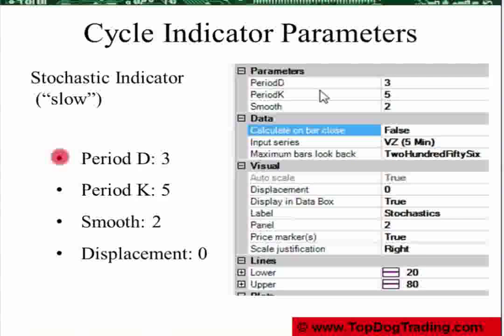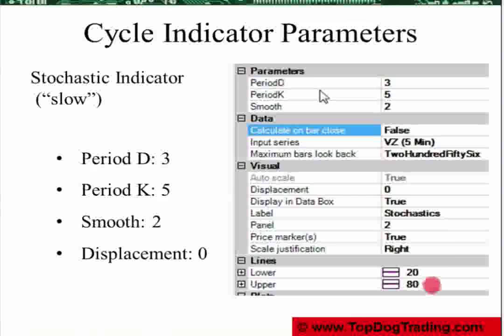So period D, or sometimes it's called percent D, you want to change that value to 3. Whatever your default value is, change it to 3. Period K, or percent K, as it's sometimes called on some charting platforms, we're going to change that to a value of 5. Smoothing, or some charting platforms call it average, change that to a value of 2. The other thing we're going to change is our upper and lower horizontal lines. We want to change those to a value of 20 and 80.